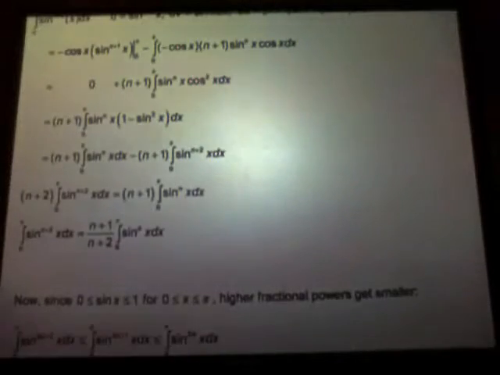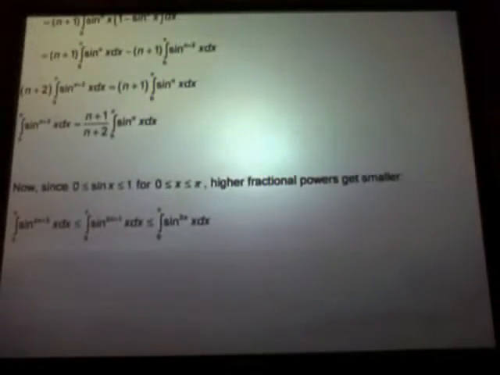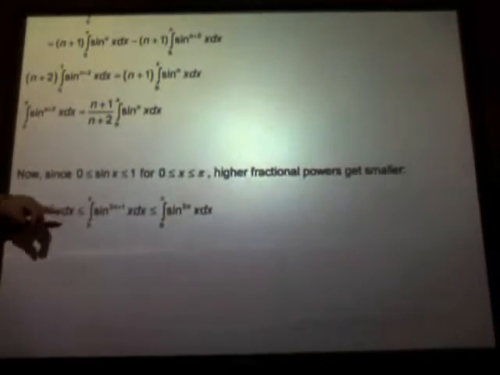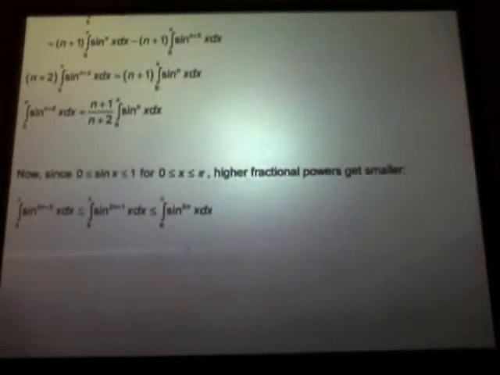All right. So now here's the reasoning that I was thinking of. He just puts this inequality there, and I had this sort of reasoning. Since sine is between 0 and 1, higher powers are going to get smaller. Because it's between 0 and 1, sine squared would be less than sine to the first, which would be less than sine.